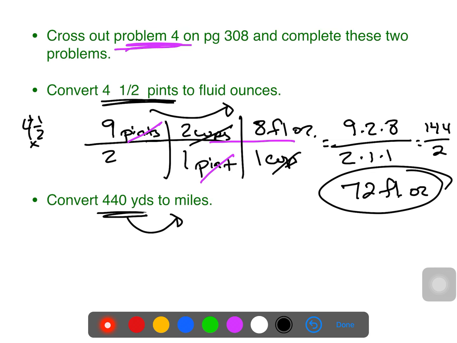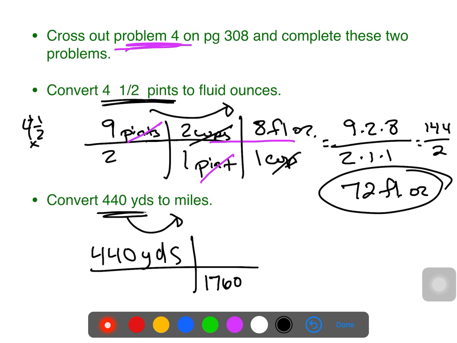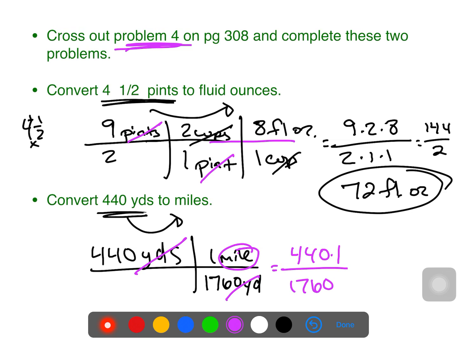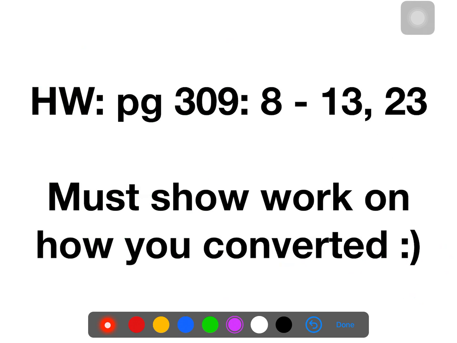All right, 440 yards to miles. 440 yards, I got to get it to miles. Because of my reference sheet, I know that 1,760 yards is equal to 1 mile. My units cancel, and I'm left with miles. So I'm going to do 440 over 1,760, which, when these simplify and you divide, you get that it is 0.25 miles.